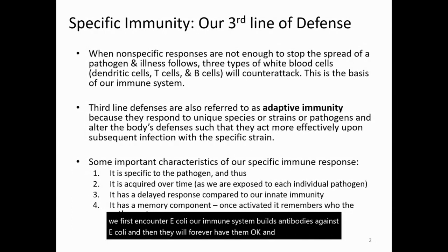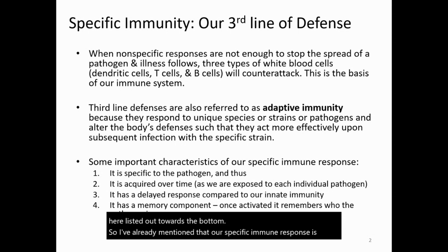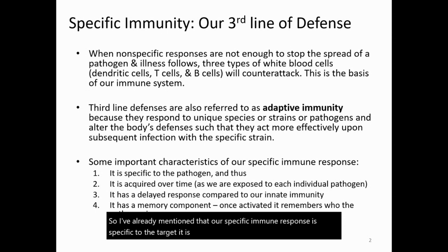And so this is where there are some really big key differences between our non-specific immunity and specific immunity. That's what you see listed out towards the bottom. I've already mentioned that our specific immune response is specific to the target. It is acquired over time. Again, as we're exposed to things, we build immunity towards them. So if you haven't come into contact with Salmonella before, you may not have immunity against it, whereas I might, because perhaps I have encountered it. As you're exposed to things, you're gradually building up your immune response.